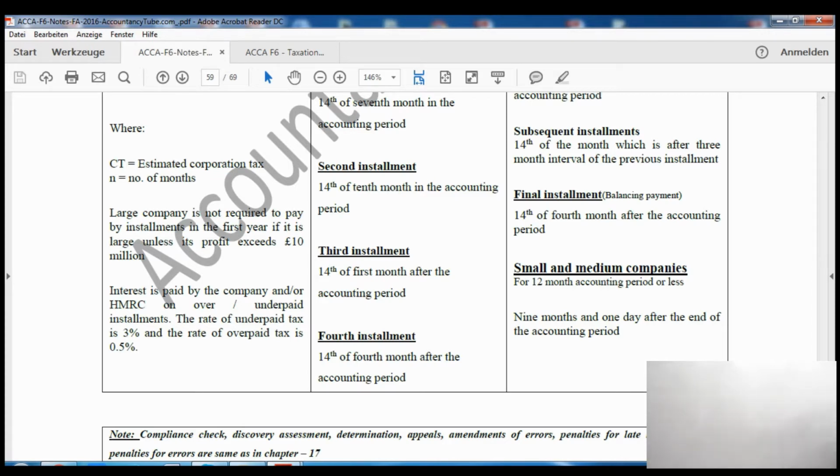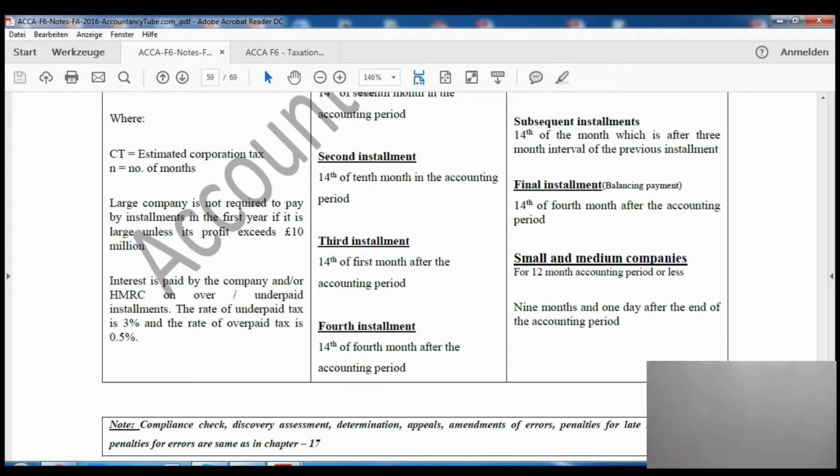So interest is paid by the company or HMRC on over or underpaid installments, and you know the official rate of interest, the HMRC will charge the official rate of interest, which is 3%. However, if you have overpaid, then HMRC will pay you 0.5% back. Now this official rate of interest, 3%, will be given to you in the exam, and for underpayments and late payment, when it says official rate of interest, it means 3%, in all of the F6 chapters.